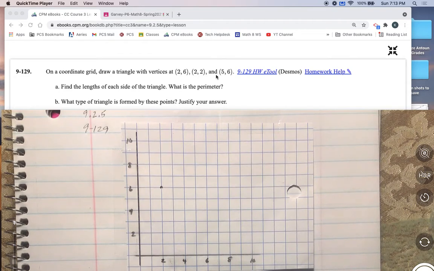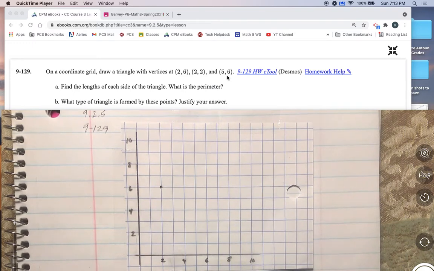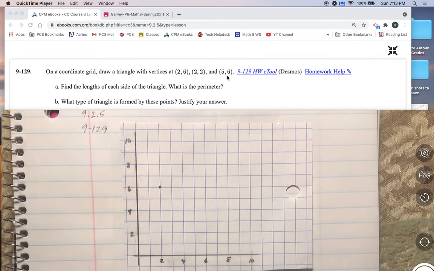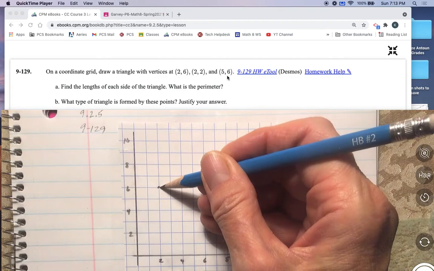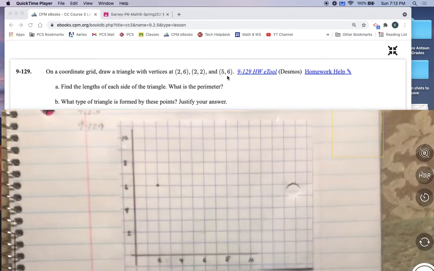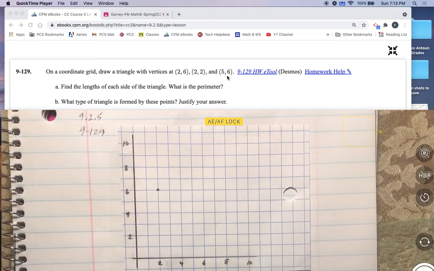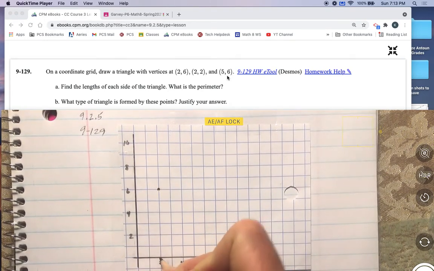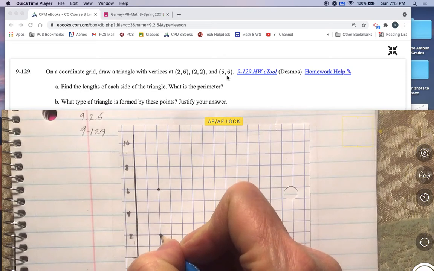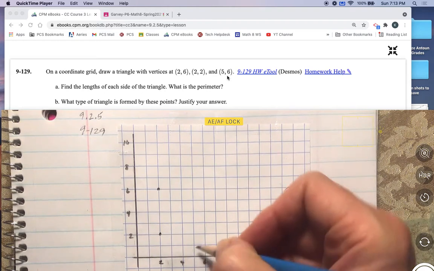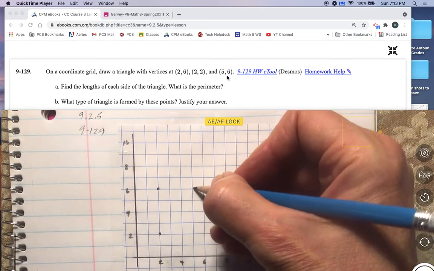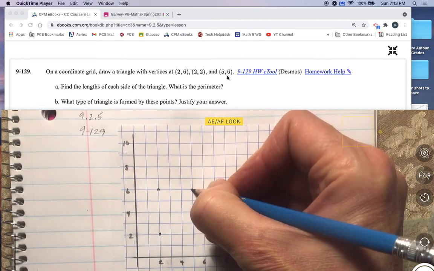And I noticed that all of these coordinates were positive, so I drew just one part of the coordinate grid, the part where all the coordinates are positive. So the first point is (2, 6), and I've plotted that. And the next point that I'm going to plot is (2, 2), where x is 2, y is 2. And then the last point is where x is 5 and y is 6, so that's all the way up here.